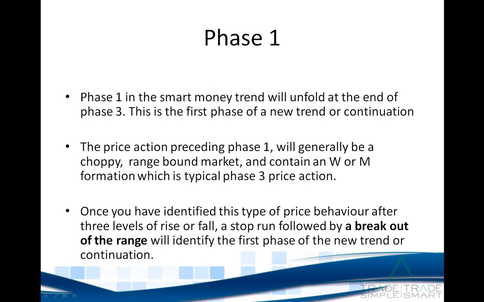And as we saw in terms of the two different ways that market makers will move the trend after three levels of rise or fall, the first phase can be a move in a new trend or the continuation of the previous. Now, the price action preceding phase one will generally be a choppy range bound market and contain an M or W formation, which is typical of phase three price action. And we saw this in our example on the Australian dollar versus the New Zealand dollar.